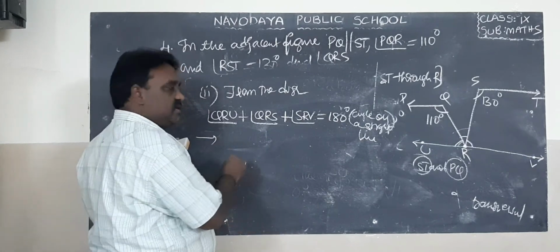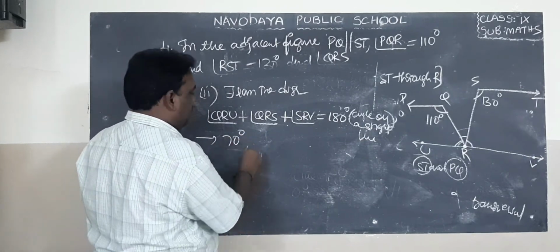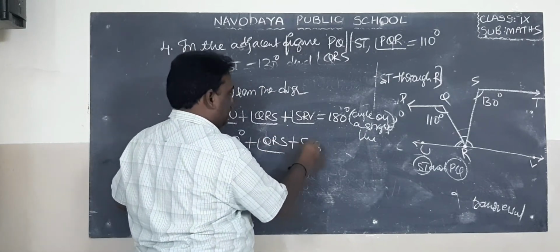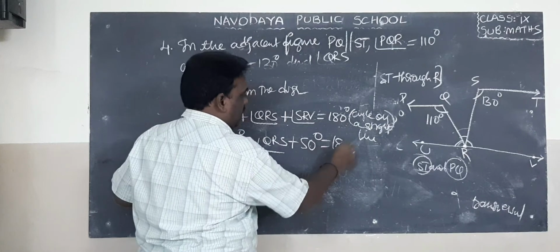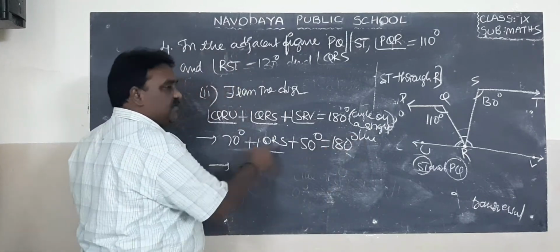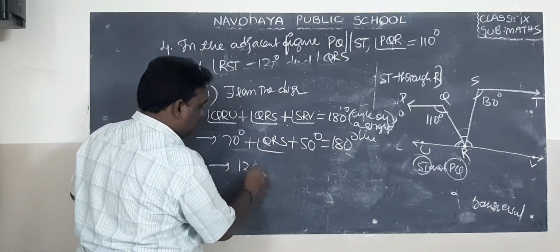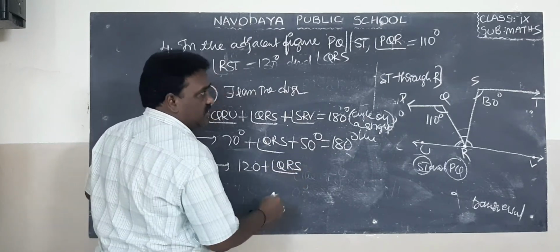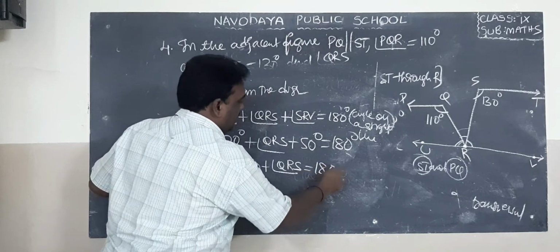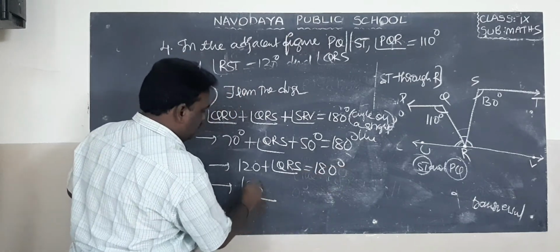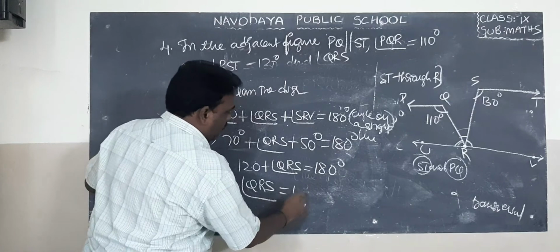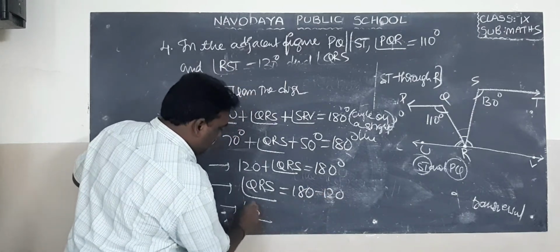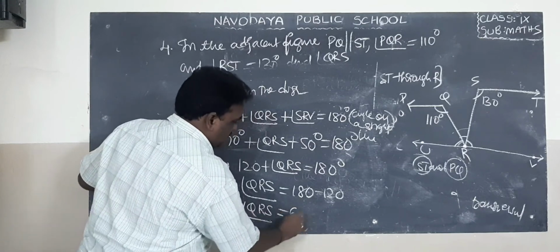First one how much? 70. Second one is angle QRS. Third one how much? 50. Equal to 180. 70 plus 50 is 120, plus angle QRS equals 180. Angle QRS equals 180 minus 120. Angle QRS equals 60.